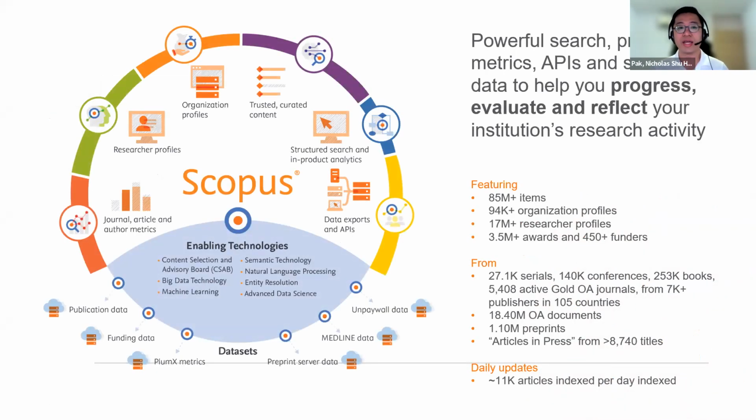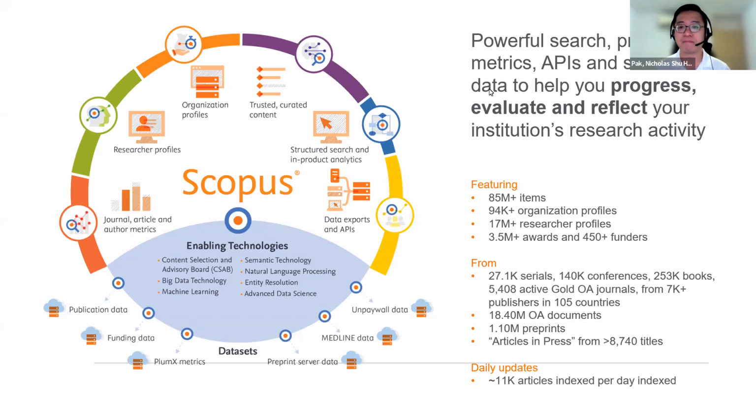What makes Scopus really unique is not just the fact that you're able to get journal, article, and author level metrics, but also the fact that you're able to have researcher profiles and organizational profiles. You're able to trust the content that you're looking at because it's trusted and curated. There's in-depth structured search and in-product analytics, as well as data exports and Scopus APIs that you're able to leverage. So with the powerful search tools, profiles, metrics, APIs, and structured data, you're able to progress, evaluate, and reflect your institution's research activity.